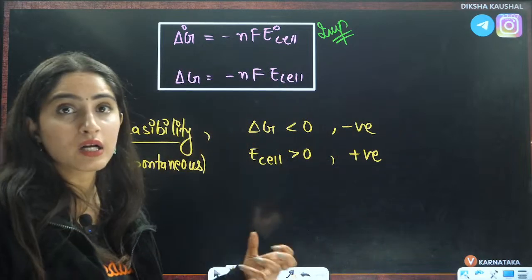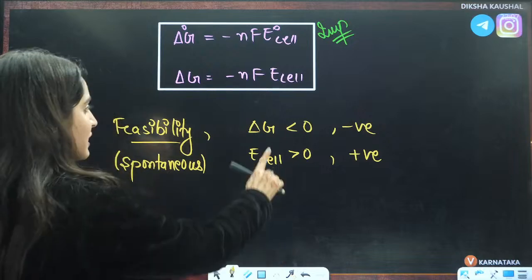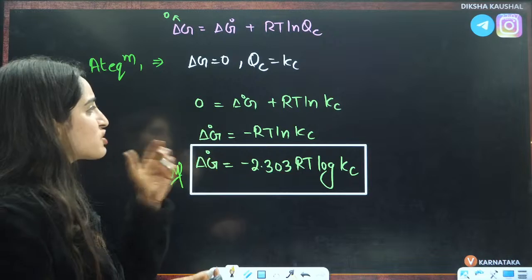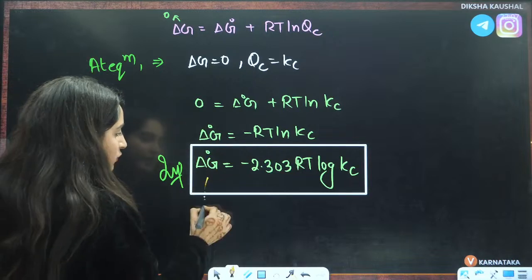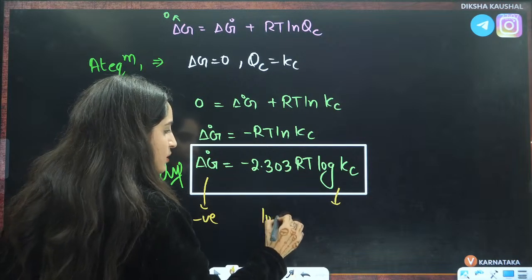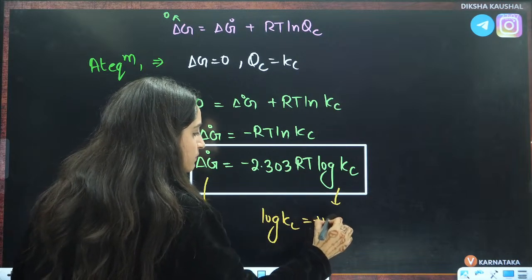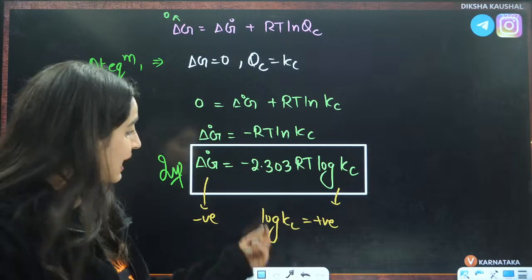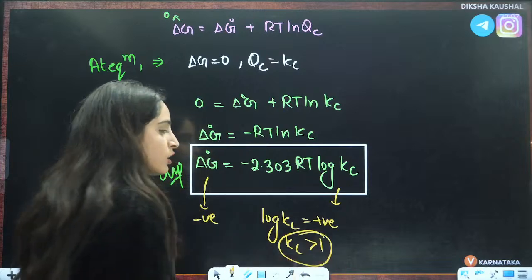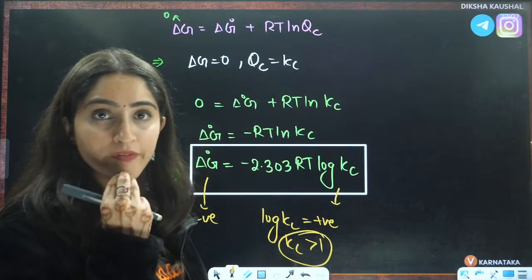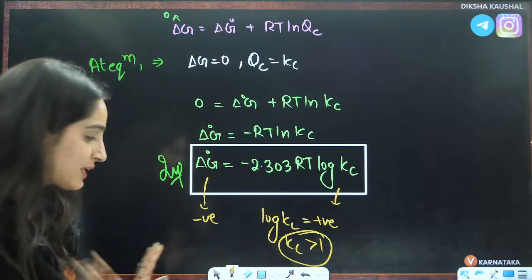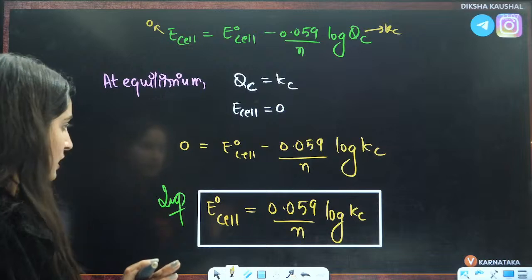Now let us see what is the condition for Kc. If I am saying that delta G is negative, then this thing will be positive. That means log Kc will be positive, right? Log Kc is positive only when Kc is greater than 1. That is the first case from where we can know that Kc should be greater than 1.